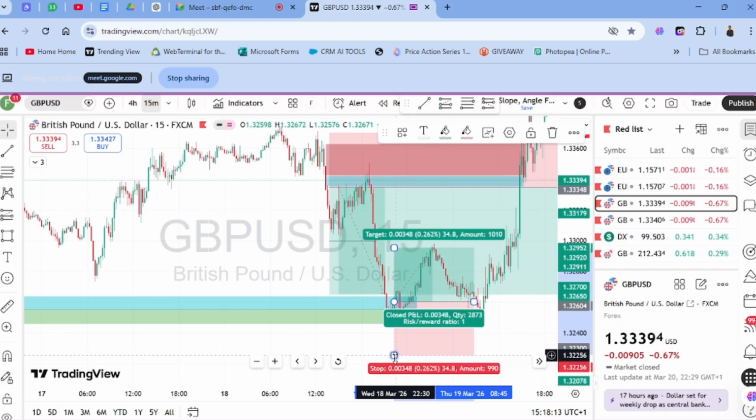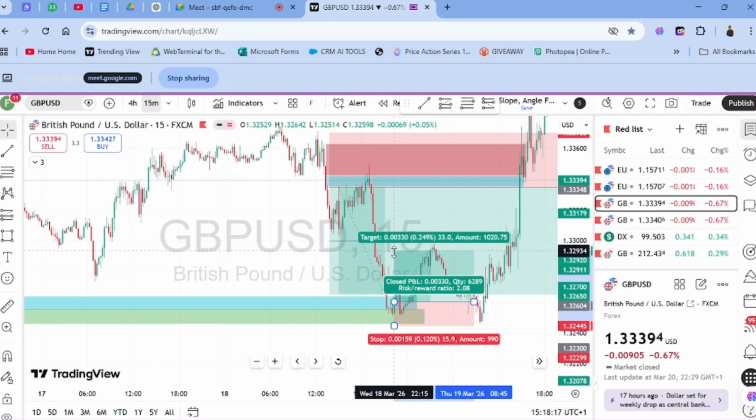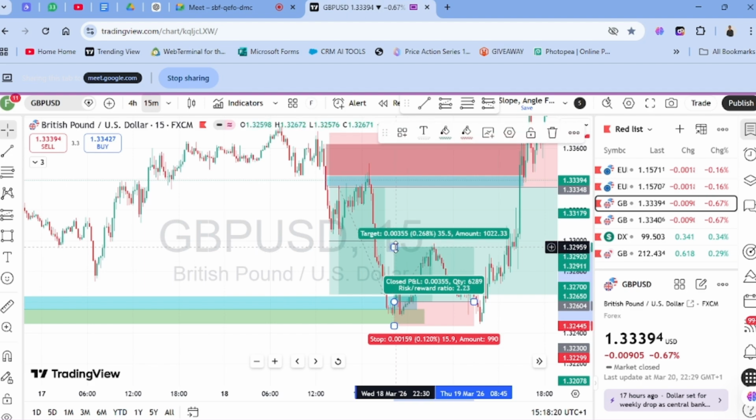But then I still thank God that I did not take this trade. Else, I would have been taken out. My 1 to 2 was smashed already. This was a good trade, but I did not trade it. Move on, right? Because that's just that.